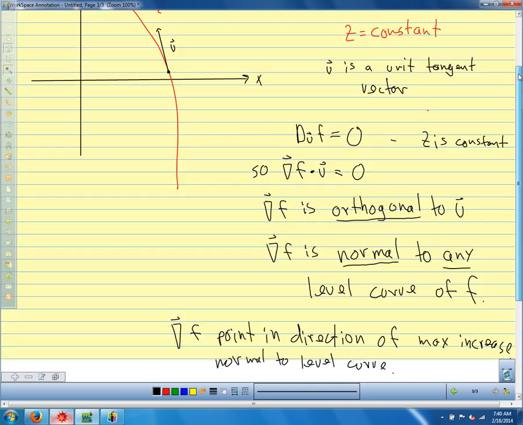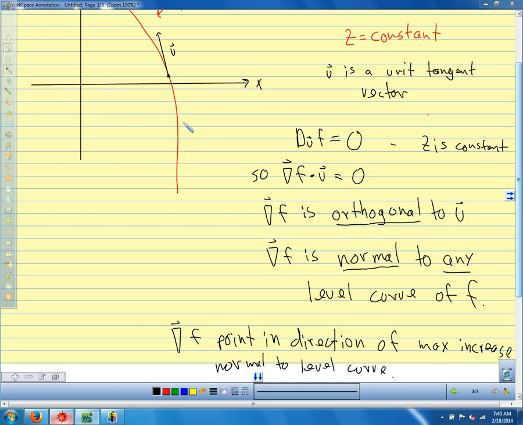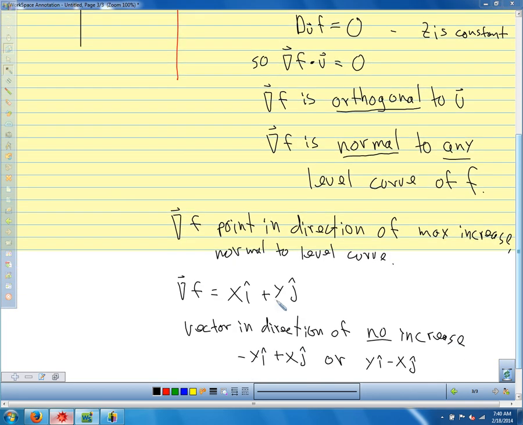So we'd be getting a vector pointed this direction or a vector pointed back that direction. Either of those would point in the direction of no increase on our surface. So the gradient at a particular point gives us a direction of maximum increase, and in the plane we can quickly and easily find the direction of no increase. All right, questions here? So this property of the gradient, that it is normal to level curves, is a very important idea. We'll use that a lot.